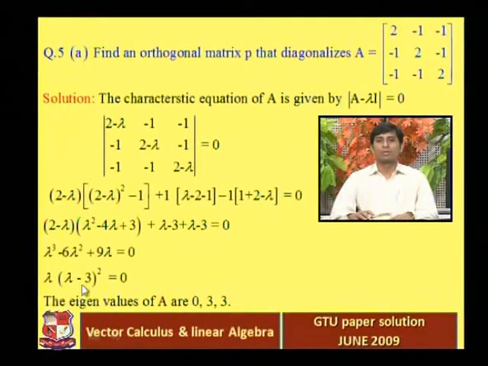Lambda will be common, so lambda into (lambda minus 3) whole square, that is equal to 0. So the eigenvalues of A are 0, 3, 3.